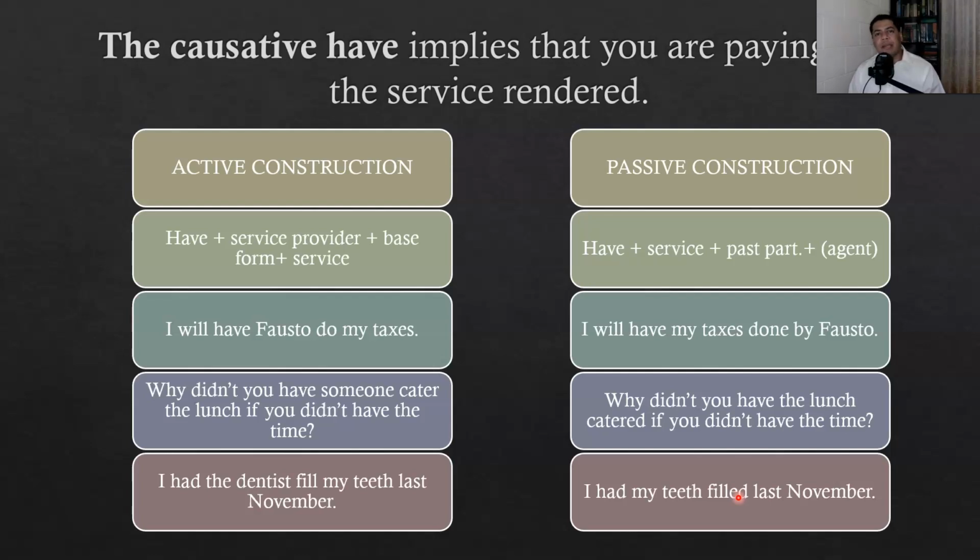Now I'm going to come back and talk to you about the other principal causative verb, which is the verb get, okay? But I'm going to stop this video right here and I'll get back to you in the next video to talk about causative verbs, guys.